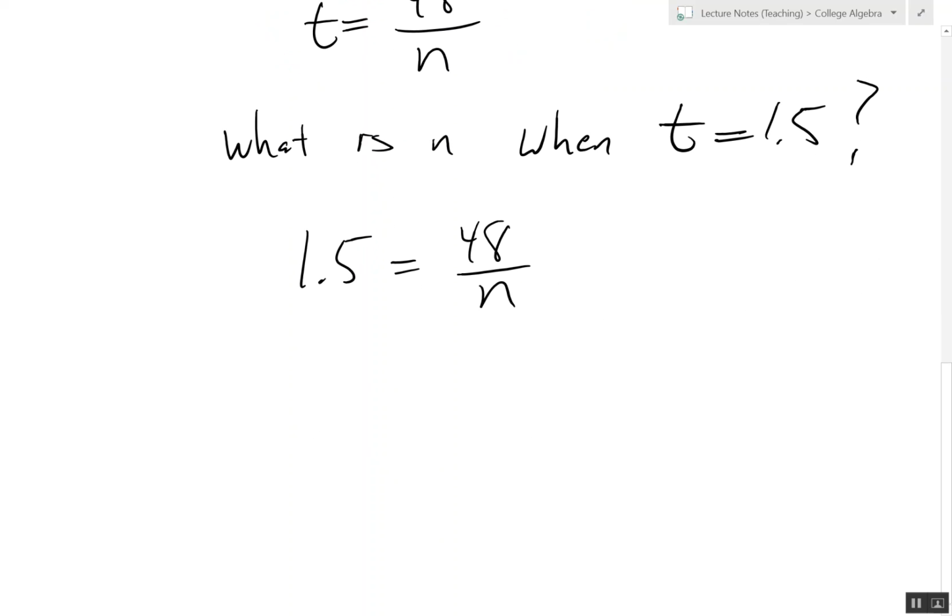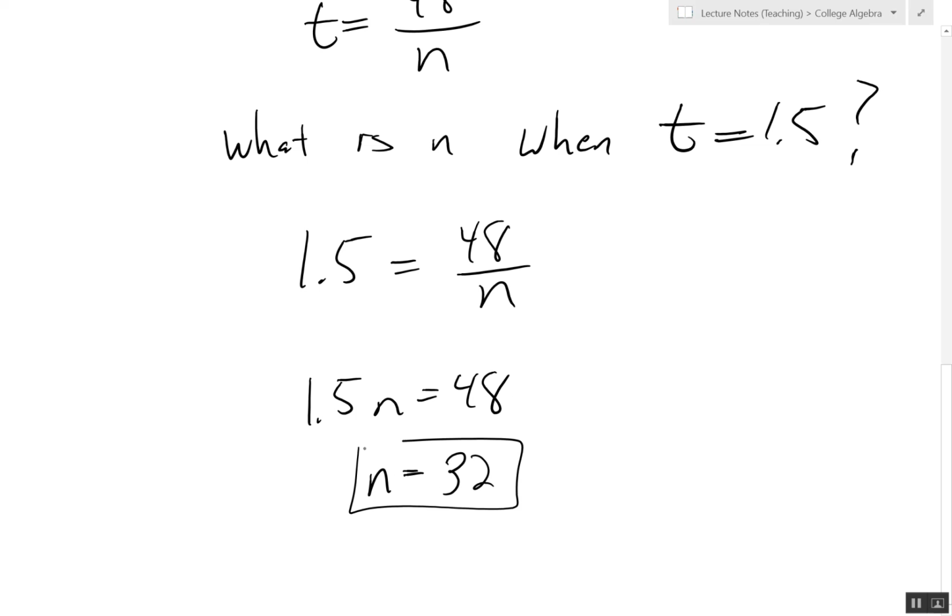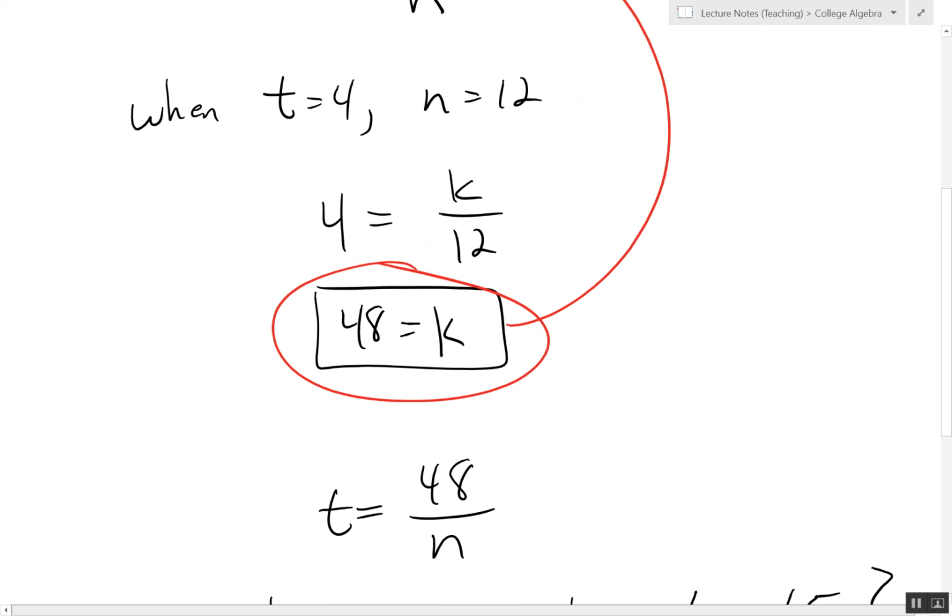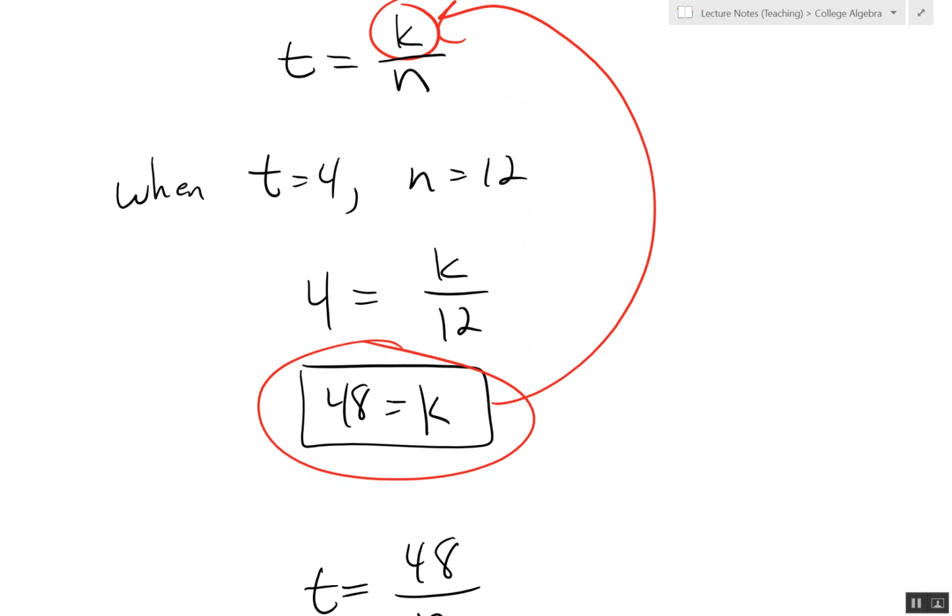We cross multiply and we get 1.5N equals 48. So we divide both sides by 1.5. We get 48 divided by 1.5, and we get 32. So it would take 32 people an hour and a half to clean the same stretch of road as it would take 12 people to do in 4 hours.